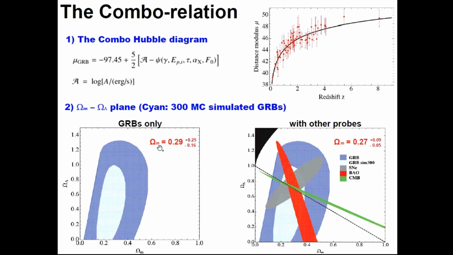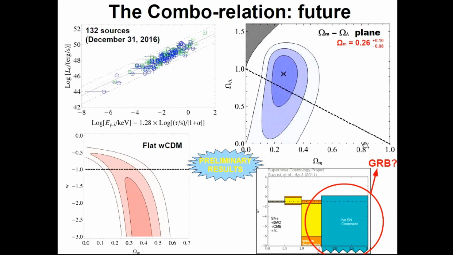it gives an omega m of 0.29 in the case of a flat universe, and when we combine with other probes like supernovae, baryonic oscillations, CMB, we eventually get constraints on the cosmological parameter, the mass density parameter, which is this one. And for the future, we are doing the same, enlarging the set of GRBs, and so these are preliminary.